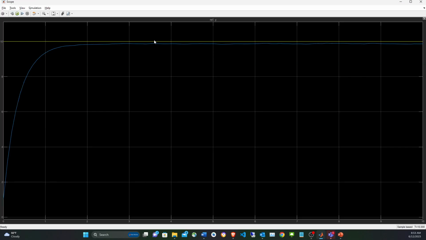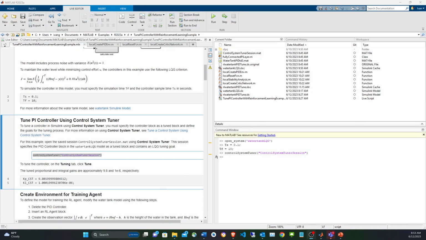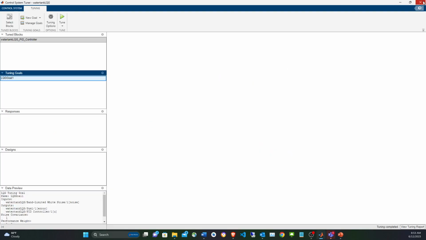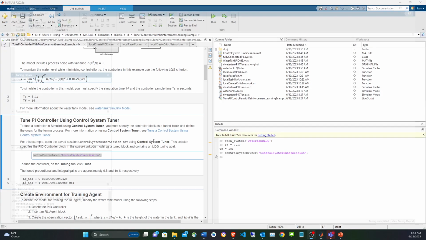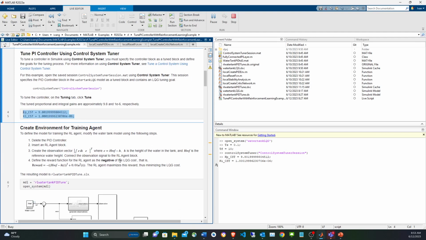You can see that it is not exact. It gets to the top pretty fast, but it doesn't get close to the desired water level, which is 10. So we're gonna see how reinforcement learning improves that. Let's close this, and let's also close the control system tuner. For future reference, we're gonna keep those values in these variables.